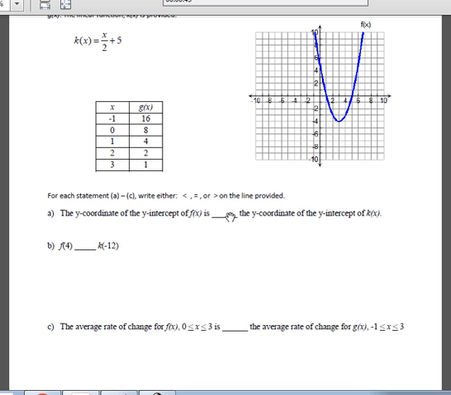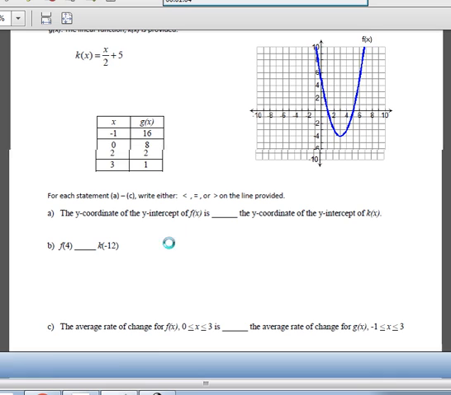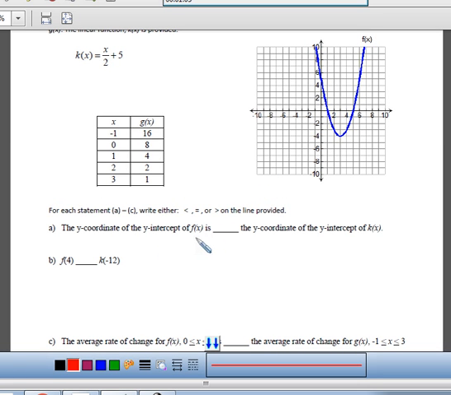Alright, the first one, A. The y-coordinate of the y-intercept of f of x is, so the y-intercept of f of x is right here, and the y-coordinate of that is 5. Is blank the y-coordinate of the y-intercept of k of x? Well, when I look at k of x, here's my function rule. Remember, this is the y-intercept, and that means that it's at 5 also. So what does that mean? Well, if they're both 5, they are equal. Okay, that was pretty simple.